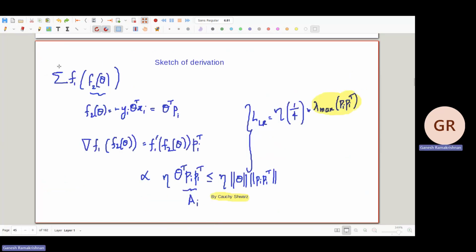Okay, so this is a sketch of derivation. Summation f1, f2, theta. If you apply this, then basically you can find this to be lambda max of p_i p_i transpose, with some Cauchy-Schwarz inequality. So y_i theta transpose x_i is the same as theta transpose p_i, where p_i is y_i times x_i. So you just write down this expression, and for logistic regression, the L will be some gamma or eta into 1 by 4 into the lambda max of p_i p_i transpose. Okay, so you can derive the Lipschitz smoothness constant.